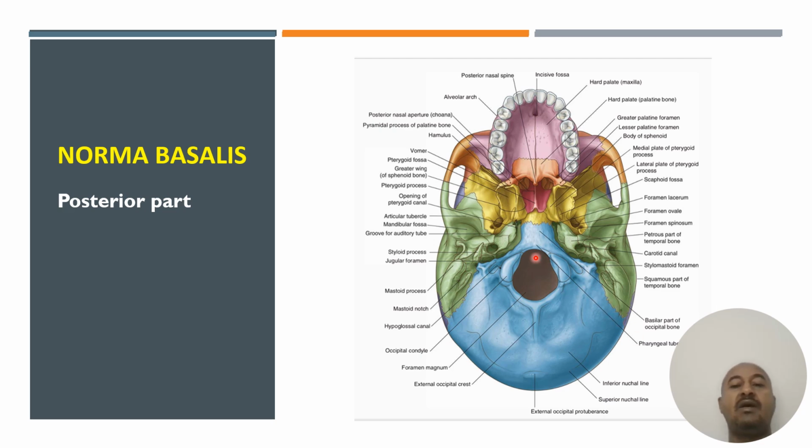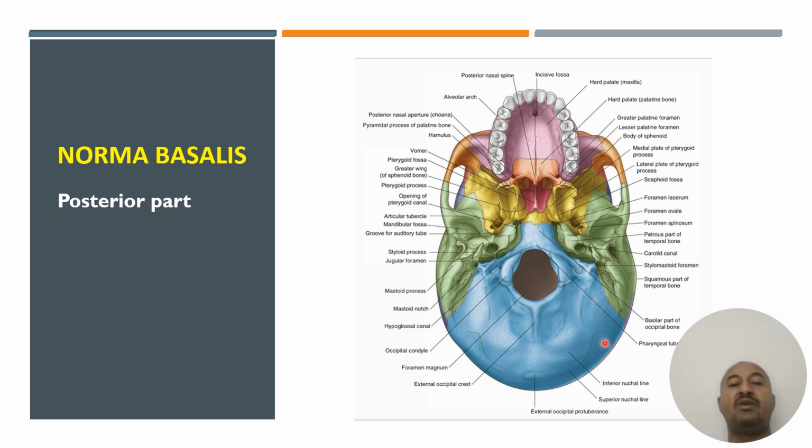Now let us study the posterior part of the base of the skull, which is mainly made of occipital bone. This occipital bone here is a big bone. And then we also have the mastoid bones, or the mastoid part of the temporal bone. The main features of the posterior part of the base of the skull: we have the foramen magnum, which is here, and you know what structures pass through it: spinal cord, vertebral vessels, and the accessory cranial nerve.